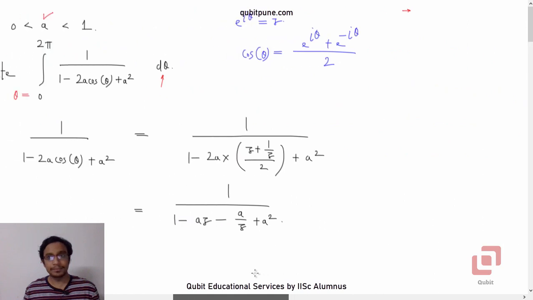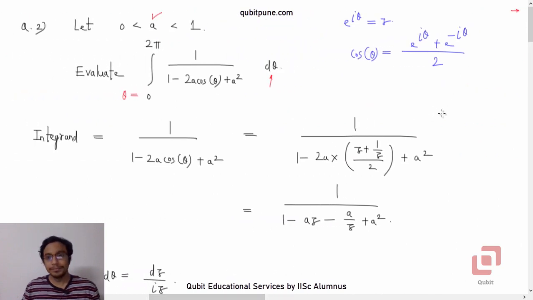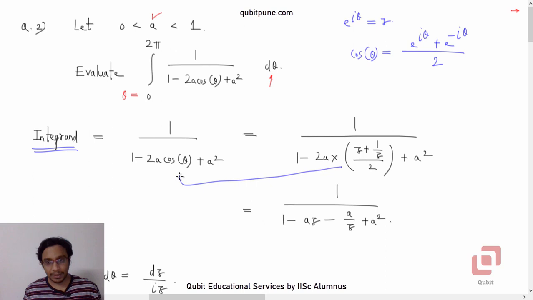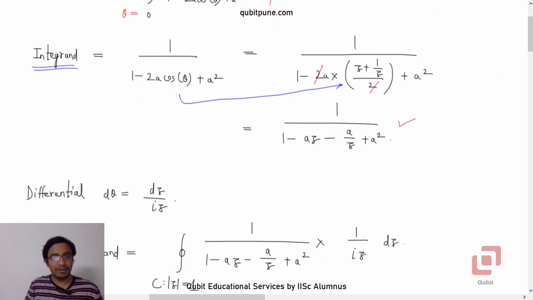Having done that, what will we get? Let's go to the integrand first and then let's go to the differential d theta. Replace cos theta by (z + 1/z) upon 2, cancel 2 and multiply z + 1/z by minus a. You'll get 1 minus az minus a upon z plus a squared. Now don't do anything to this because there is an additional z present in the denominator due to the differential d theta. This is dz upon i times z.